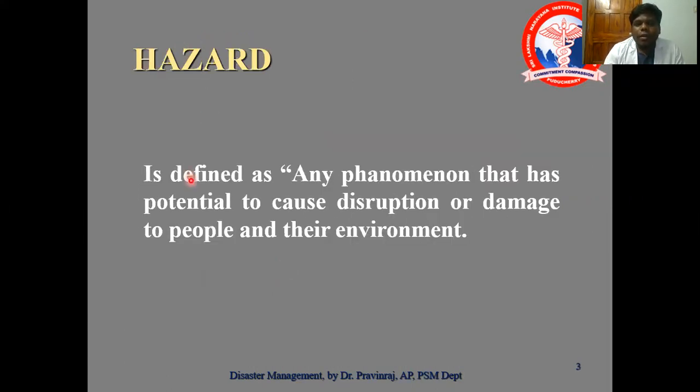Then what is hazard? Hazard is defined as any phenomenon that has potential to cause disruption or damage to people and the environment. So we are having hospital waste. So we are doing hospital waste management. This hospital waste is actually a hazard. That is why we are doing proper treatment and management. So if we are not going to treat the hospital waste, it can lead to a disaster. It can cause an epidemic. Okay, that is why, in simple words, a hazard can lead to a disaster.